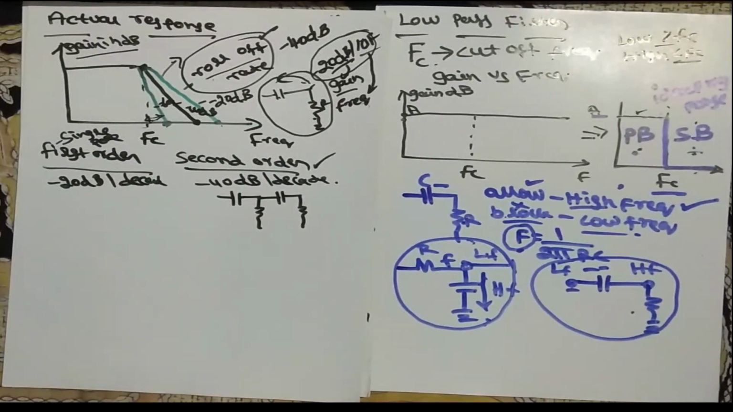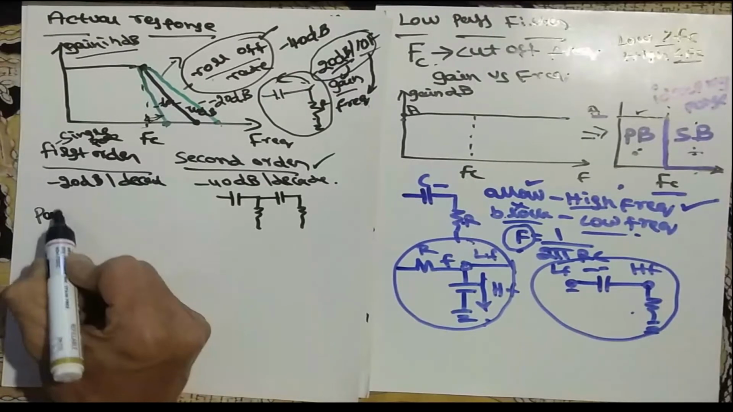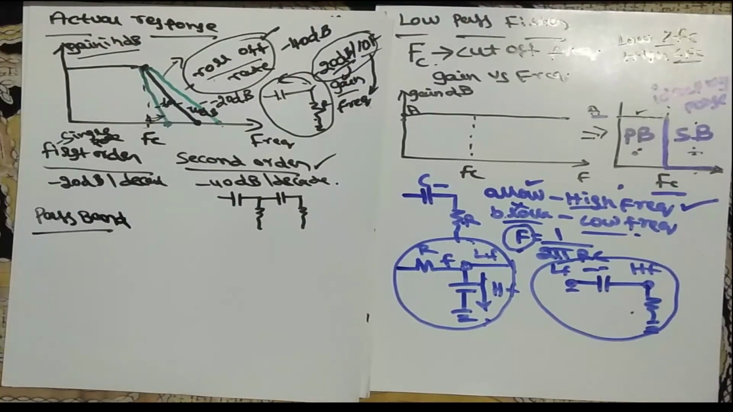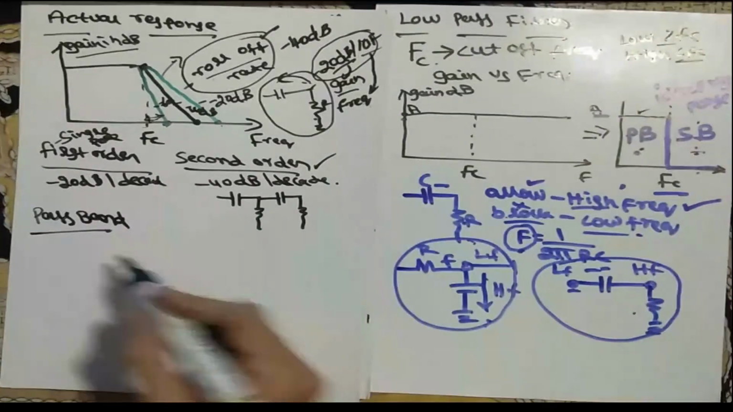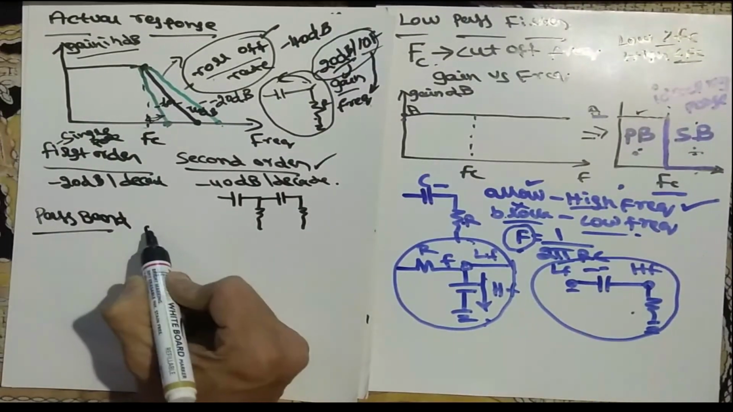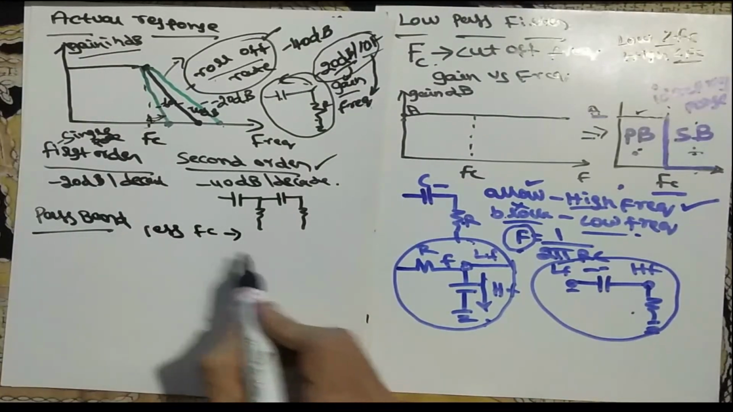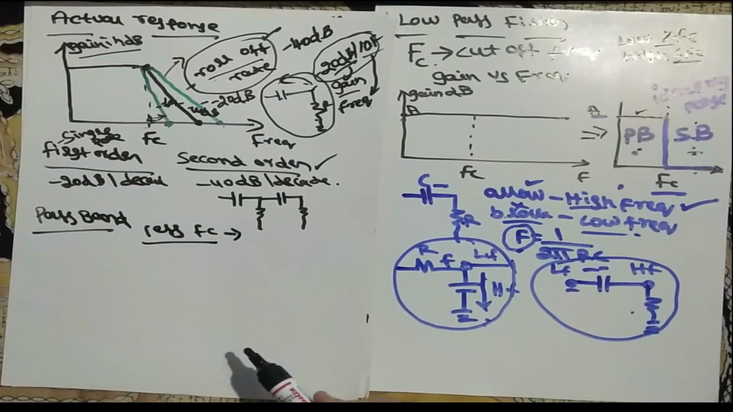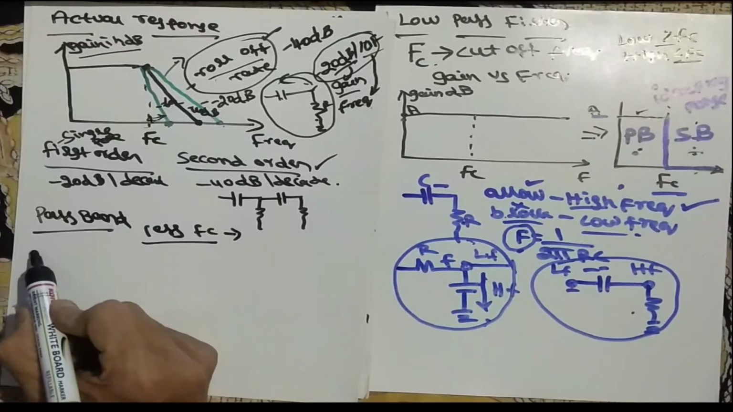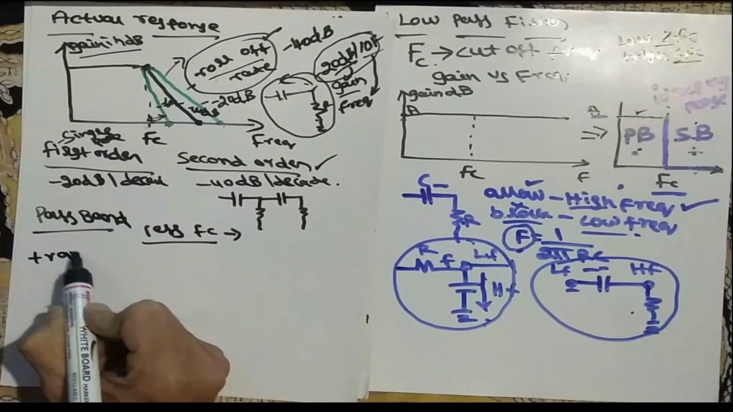Next we will move on to some particular parameters present in the low pass filter. The first one we call the pass band. The pass band of a filter is the range of frequencies that are allowed to pass through the filter with minimum attenuation. So in the low pass filter, whichever frequency is less than Fc is the pass band, and frequencies less than Fc will pass.